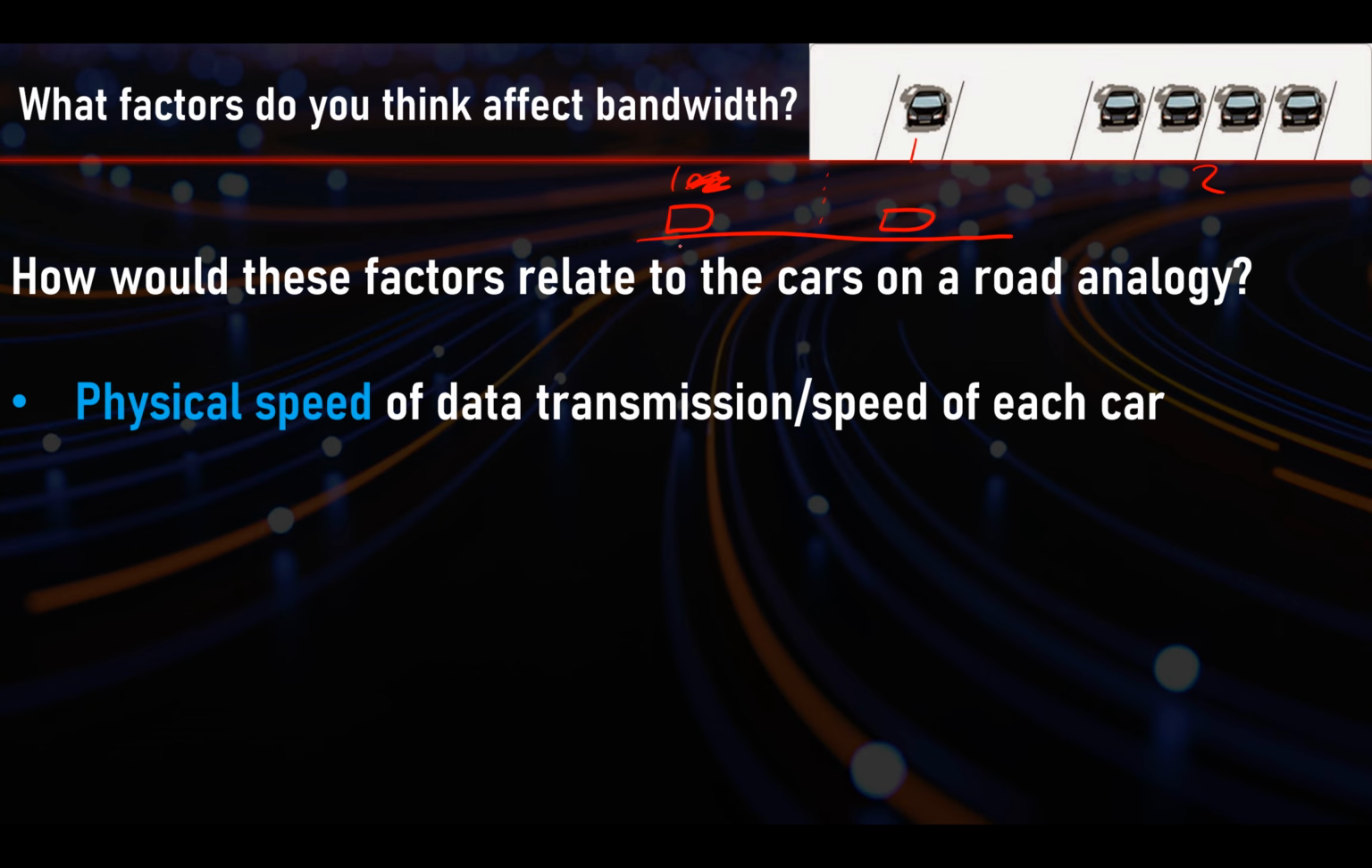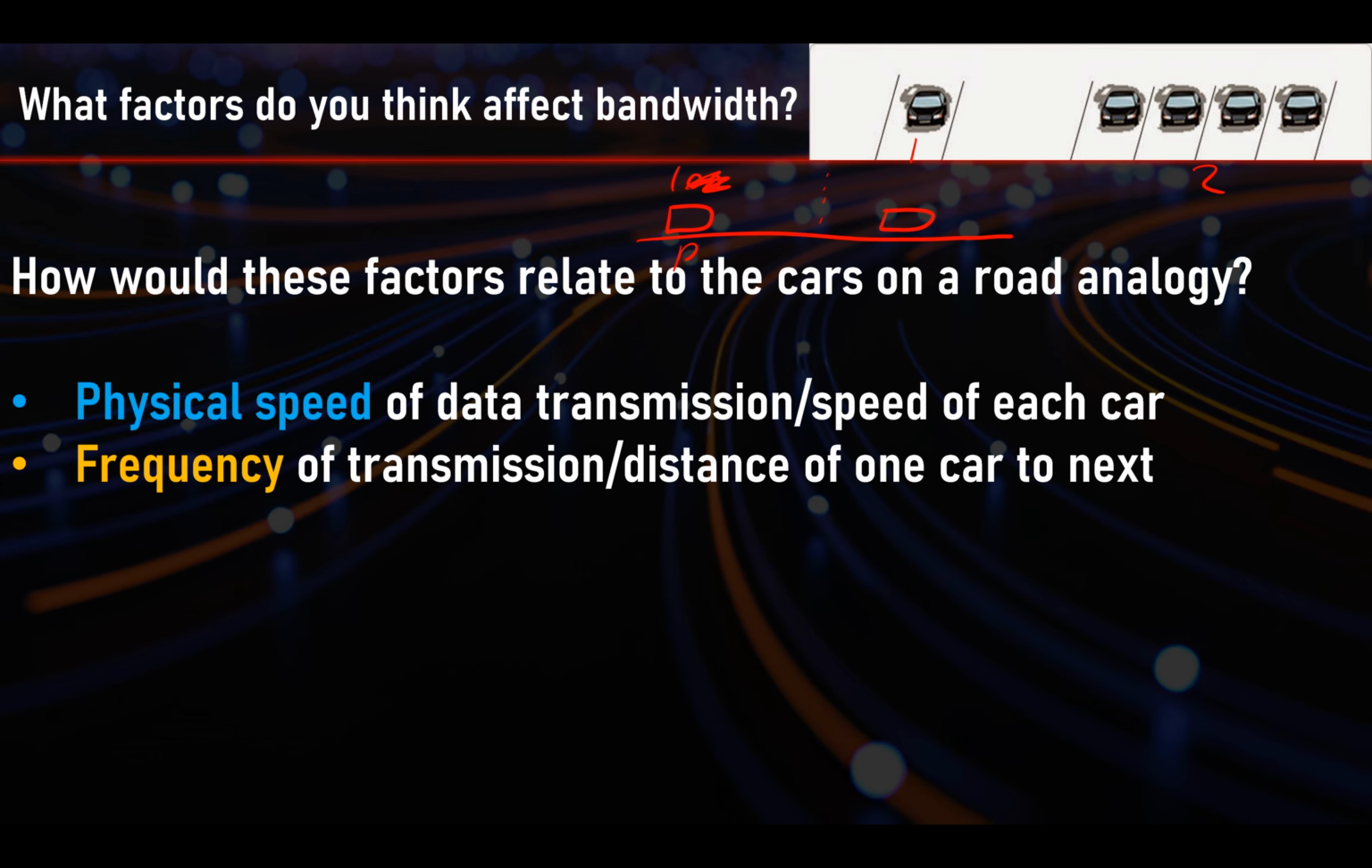Obviously the cars are analogous to the packets, the actual data being transferred. Then there's going to be the frequency of the transmission, and you can think of that as the distance of one car to the next. If we have a road where the cars are really close together, then more cars are going past. If we have this example where the cars are far apart, then not as many cars are going to go past per unit time.